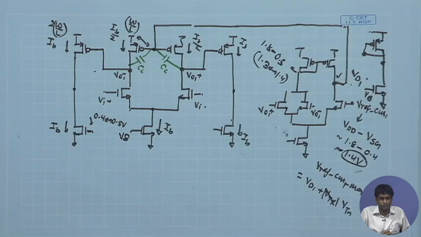Sir, why do we need to make a feedback for biasing tail currents of NMOS?